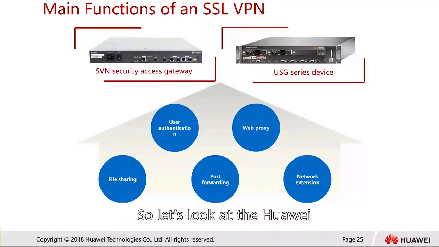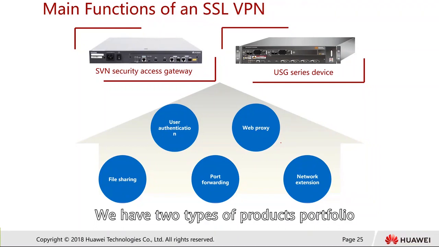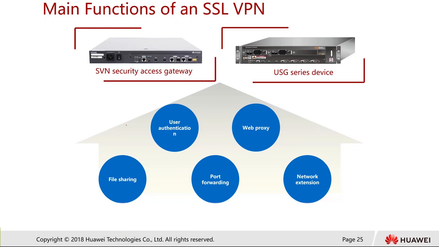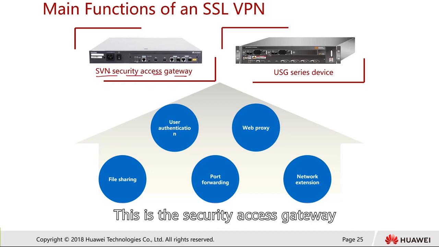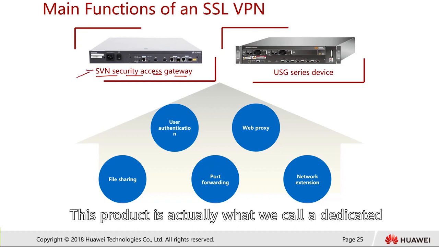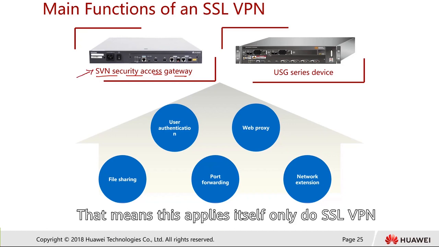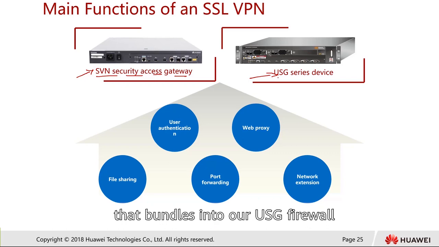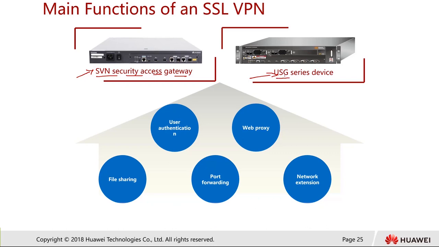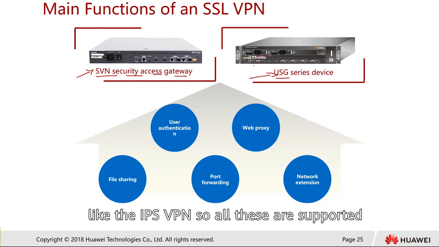Okay, so let's look at Huawei. We have two types of product portfolio that can perform SSL VPN. The first product is called the SVN series. This is the Security Access Gateway. This product is what we call a dedicated SSL VPN product, so this appliance itself only does SSL VPN, nothing else. We also have the SSL VPN feature bundled into our USG firewall. So we can also activate the SSL VPN within the firewall function, apart from other features like IPS, VPN, so all these are supported.